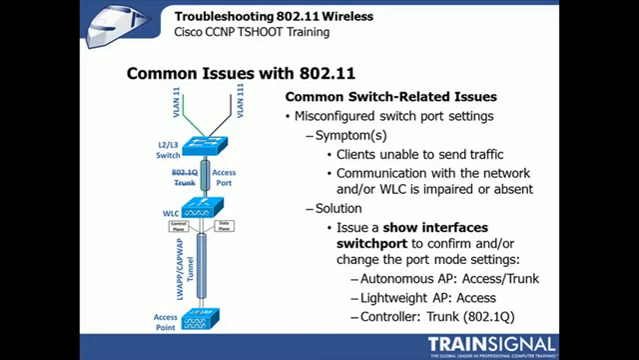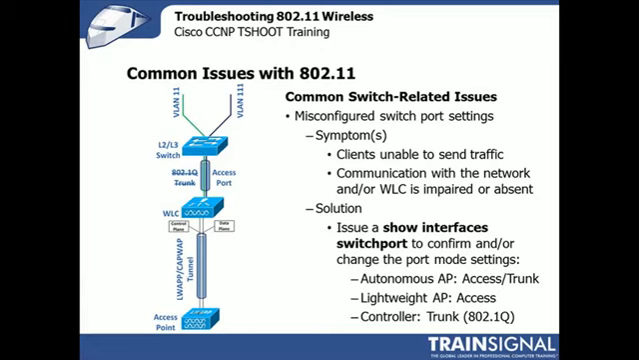The symptoms are that the clients are unable to send traffic. In other words, they're able to associate, they're getting an IP address, all that's working, especially for an autonomous access point. It could also be that the communication with the network and the wireless LAN controller is impaired or absent. If on a lightweight access point this is the case, you're not going to get anything done. And here's the solution. You start with show interfaces switchport to confirm and to change the port settings.